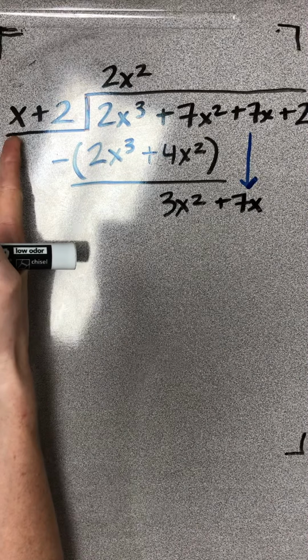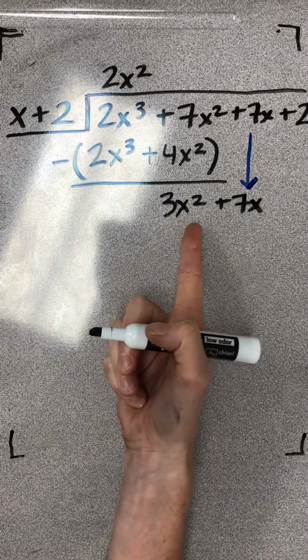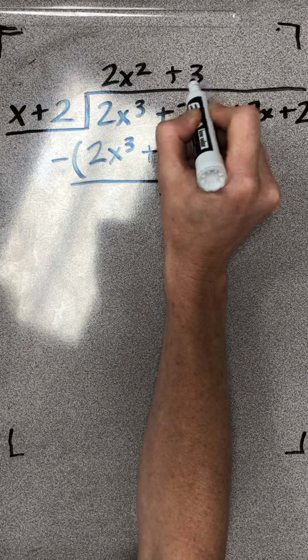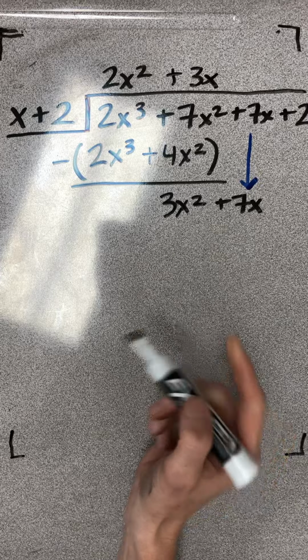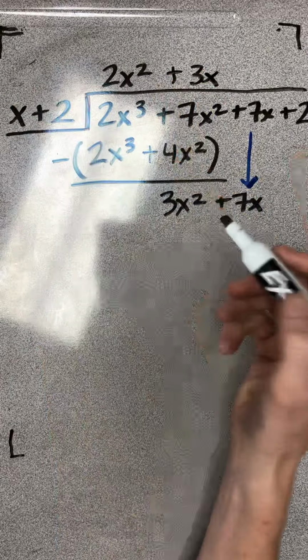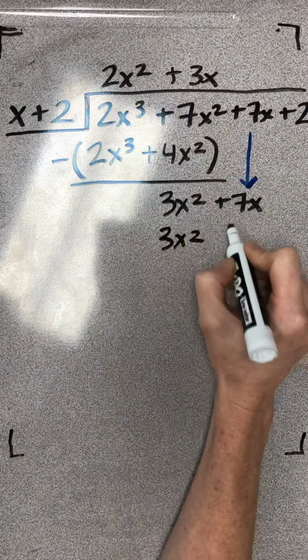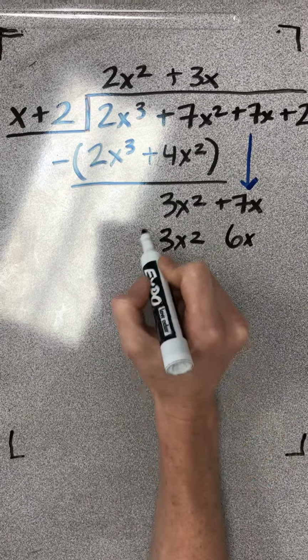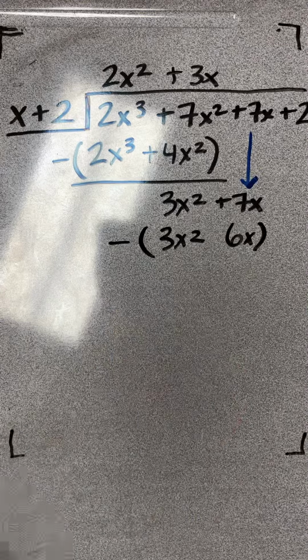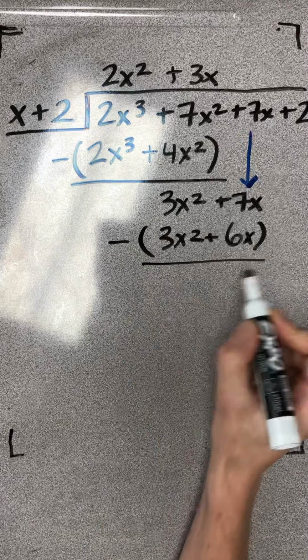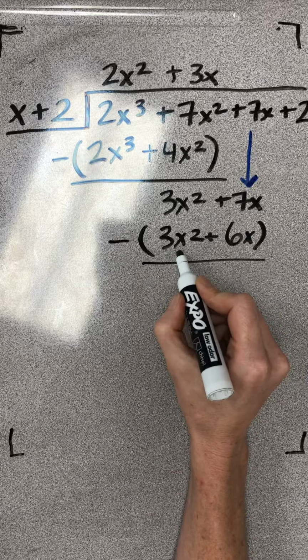So I'm going to see how many times does x go into 3x squared. Well, x times 3x gives me 3x squared. 3x times x is 3x squared. 3x times 2 is 6x. And again, I subtract this whole thing. 3x squared minus 3x squared is 0.